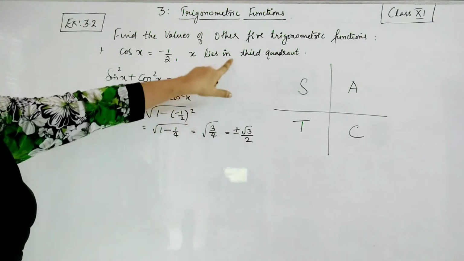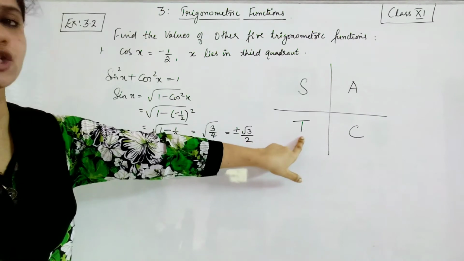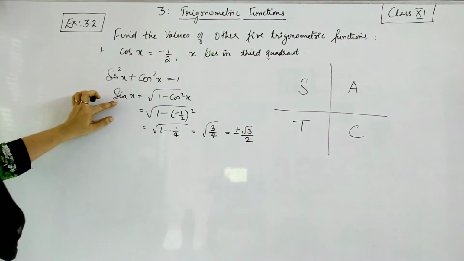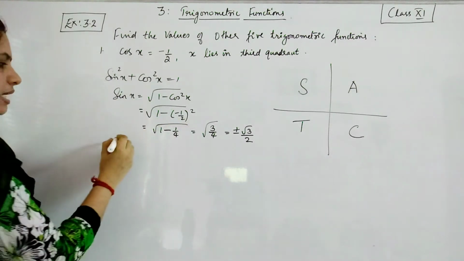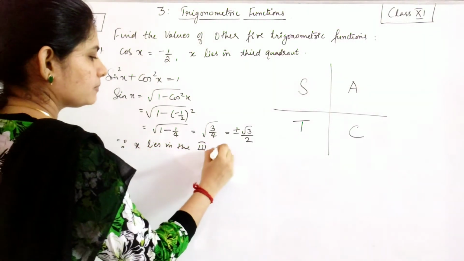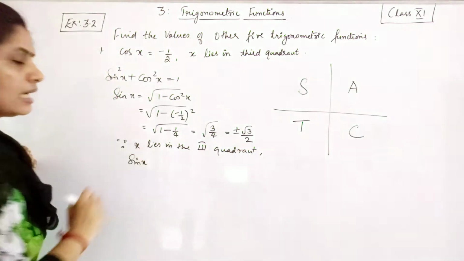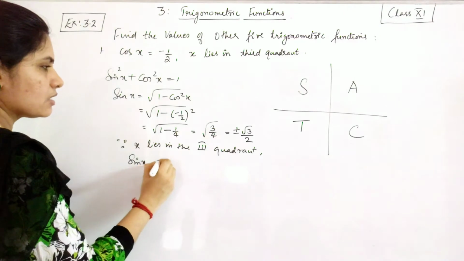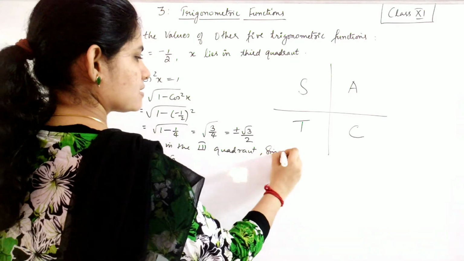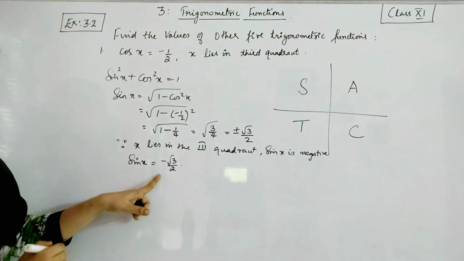Now what we have to decide is what we need to take. Since it is in the third quadrant, you have tan to be positive and cot to be positive, remaining all negative, and this is sine, so you have to choose your sign to be negative. Okay, since x lies in the third quadrant, sine x should be negative. That means sine x is equal to minus root 3 by 2.